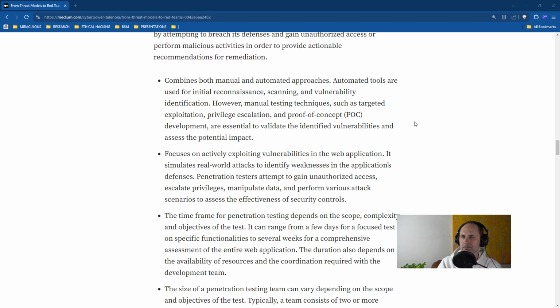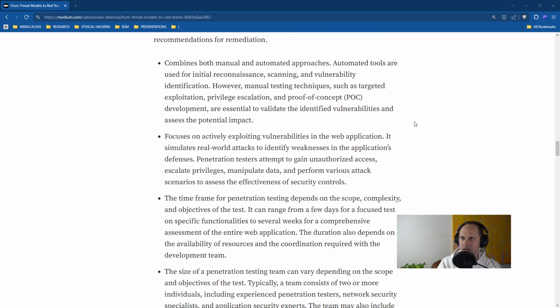And here are some subpoints for penetration testing. It combines both manual and automated approaches: automated tools for initial recon, scanning, and vulnerability identification. Manual testing techniques such as targeted exploitation, privilege escalation, and proof of concept (POC) development are essential to validate the identified vulns and assess the potential impact.